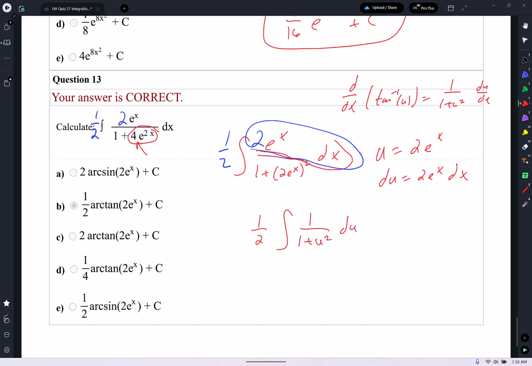And now it's just 1/2. So that equals 1/2 arctan of u. That's my arctan. It just comes out pretty bad there. Plus c. And u was 2 e to the x. So 1/2 arctan of 2 e to the x plus c.